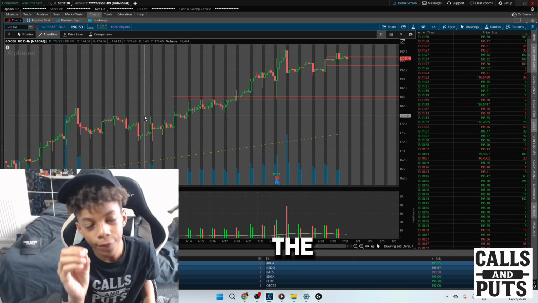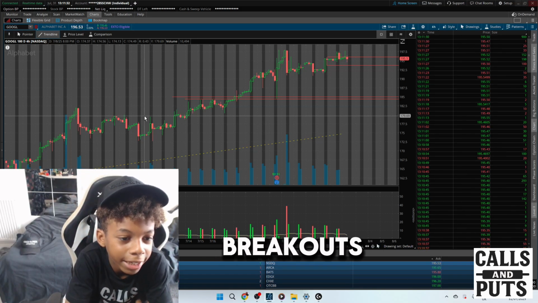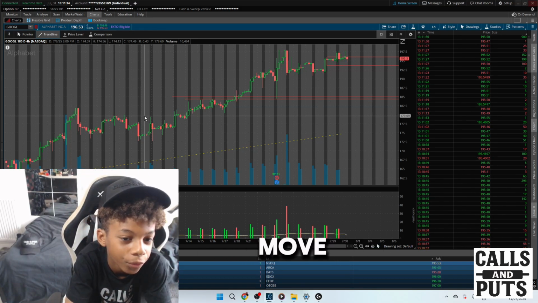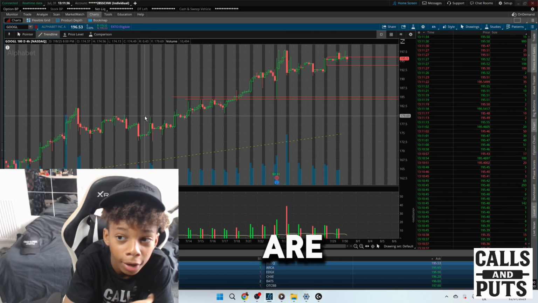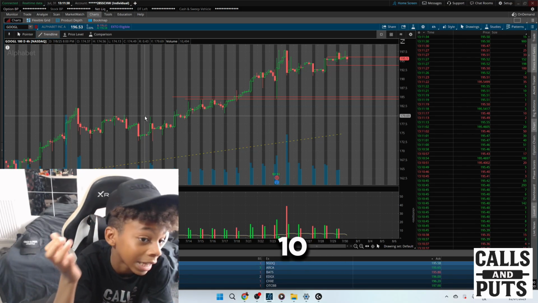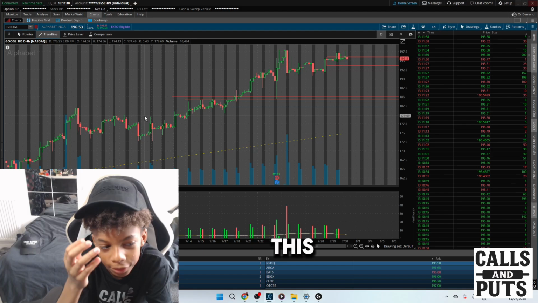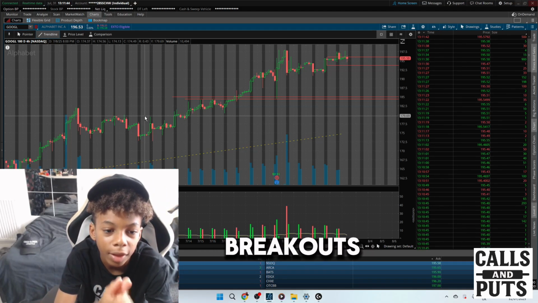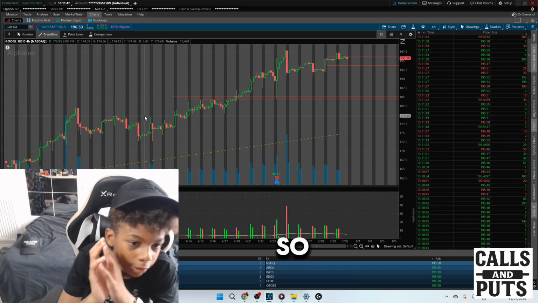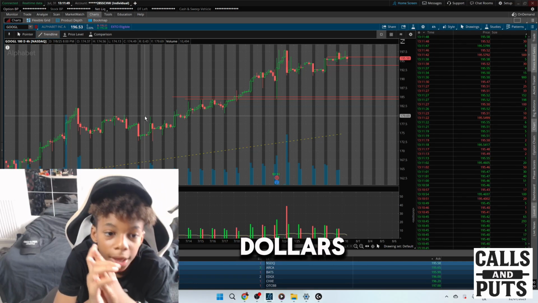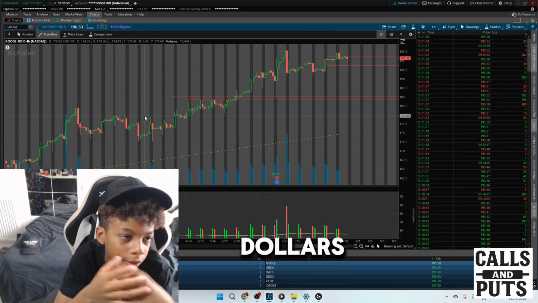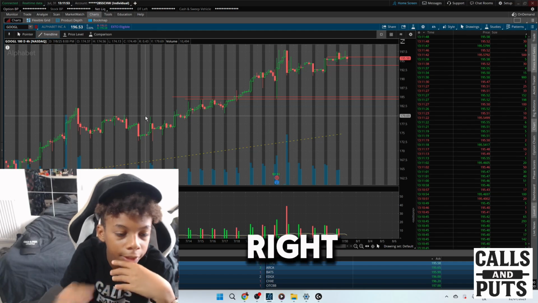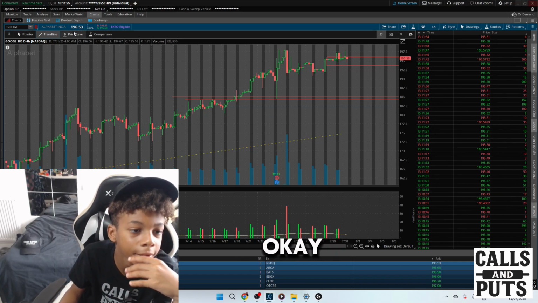The thing with Google is that the breakouts are like a $1 to $2 move, but other ones like Tesla are $2 to even $10 moves. How do I know this? Because when you backtest, you look at previous breakouts and the average move. The average move for Google is around $1 to $2, Apple $2 to $7, Tesla $2 to $10. So let's look at another one.